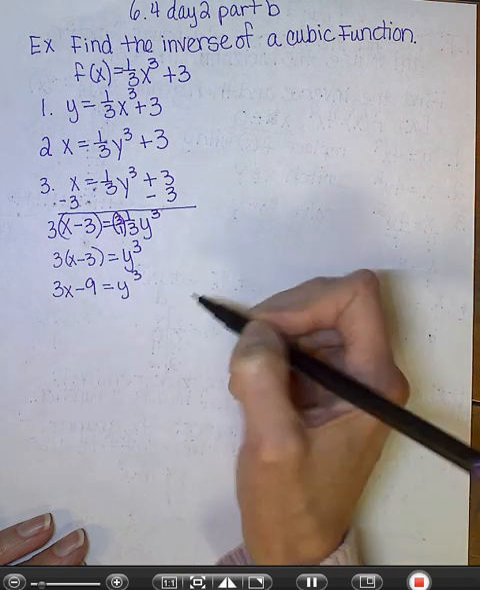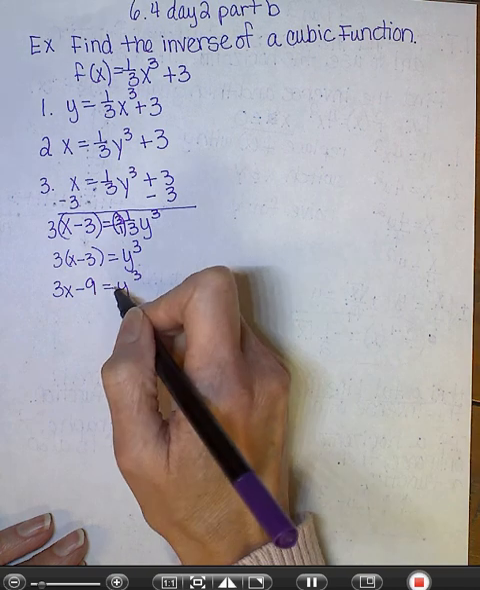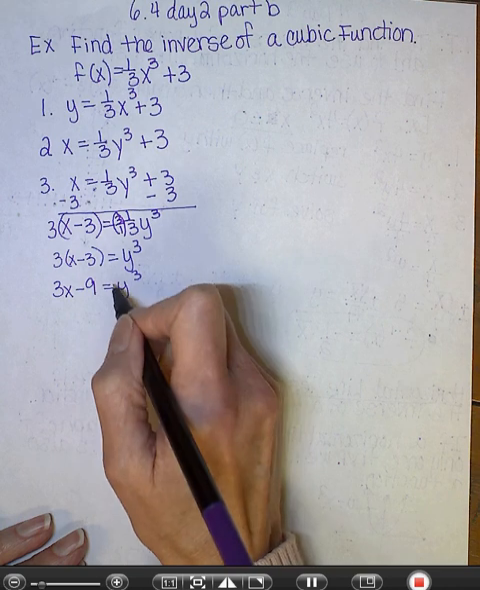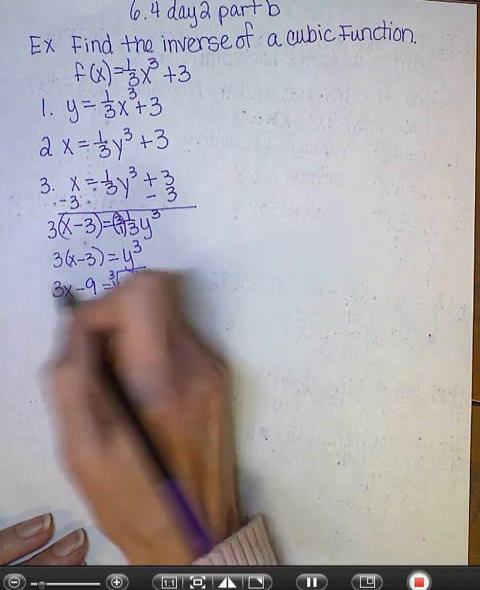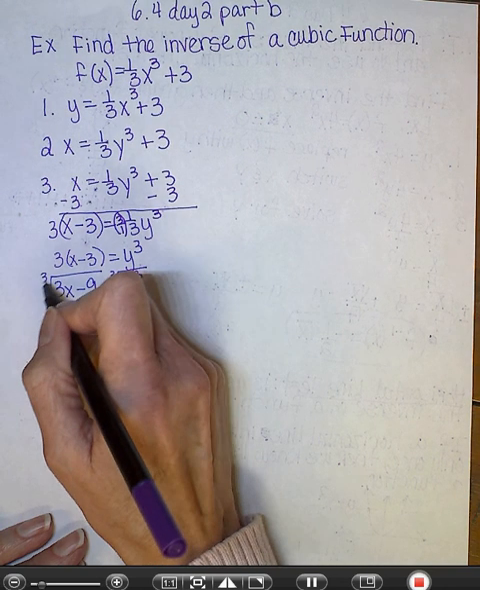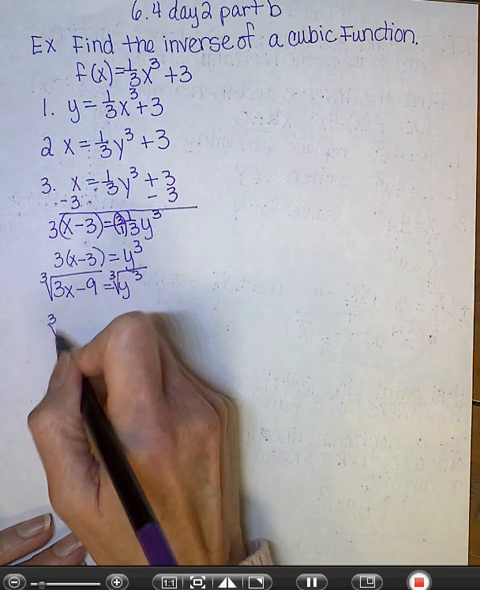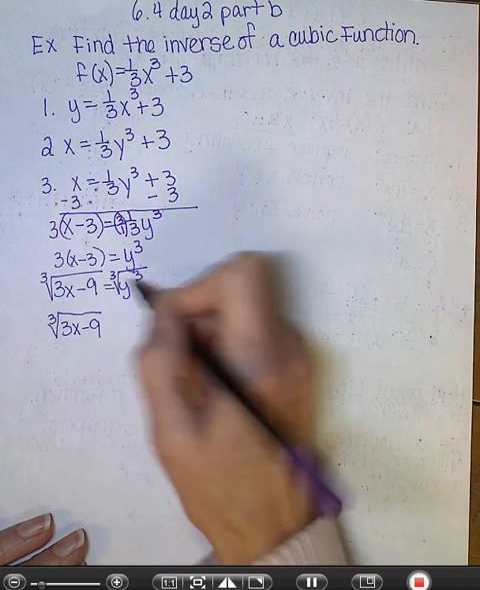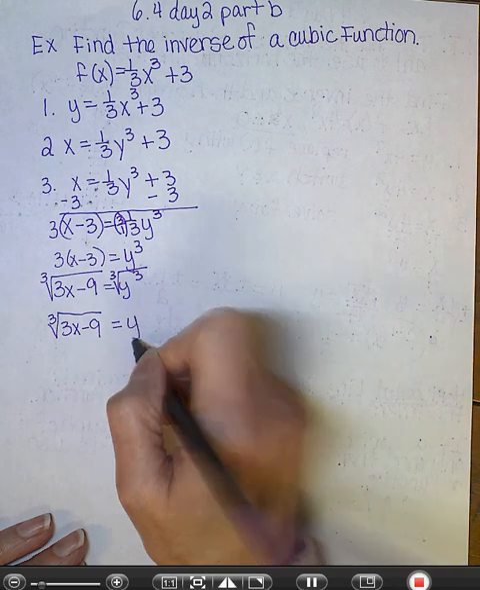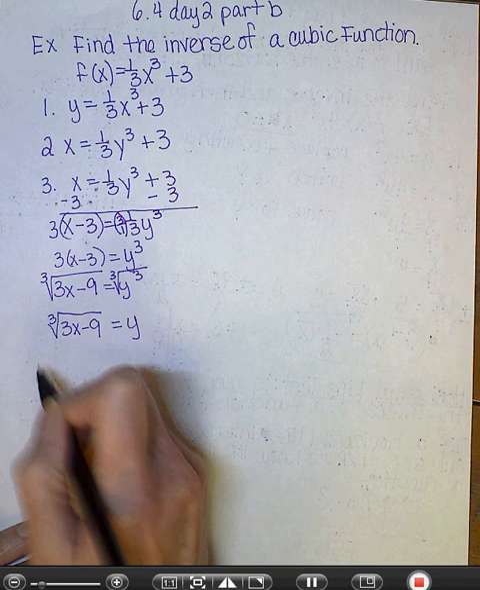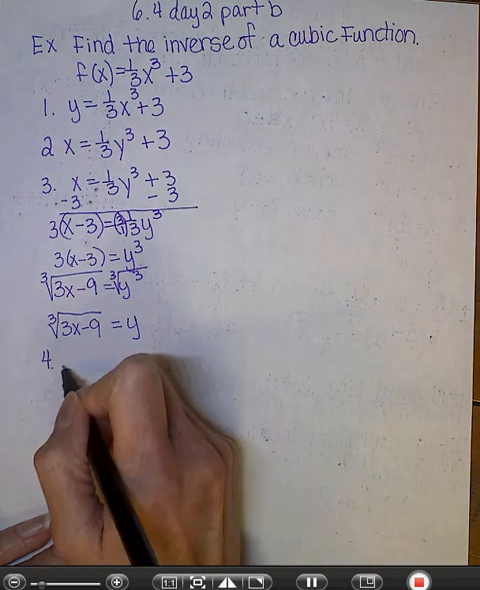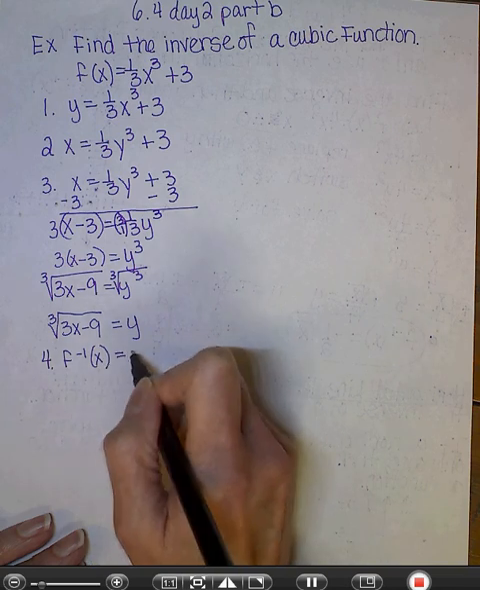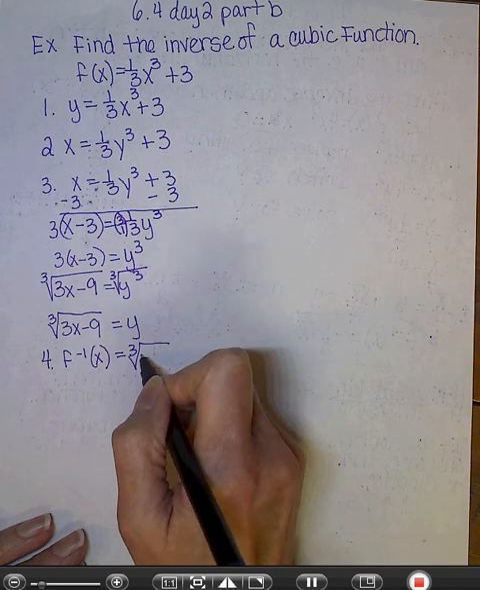Now, to undo the cube, I need to do the cube root of both sides. So when I do the cube root of this side and the cube root of this side, these two just undo each other, so I just get y. And then for our last step, we're going to replace y with our inverse notation. And we have our inverse function.